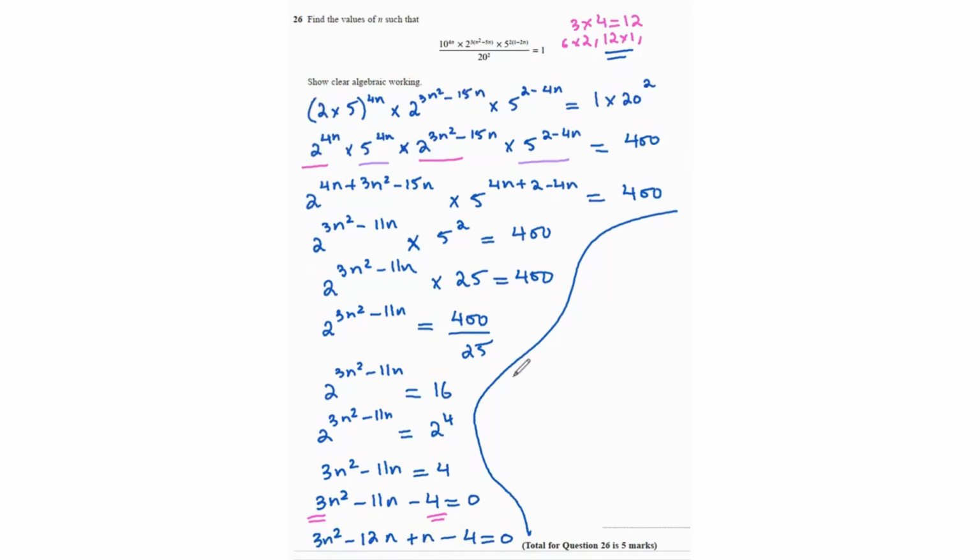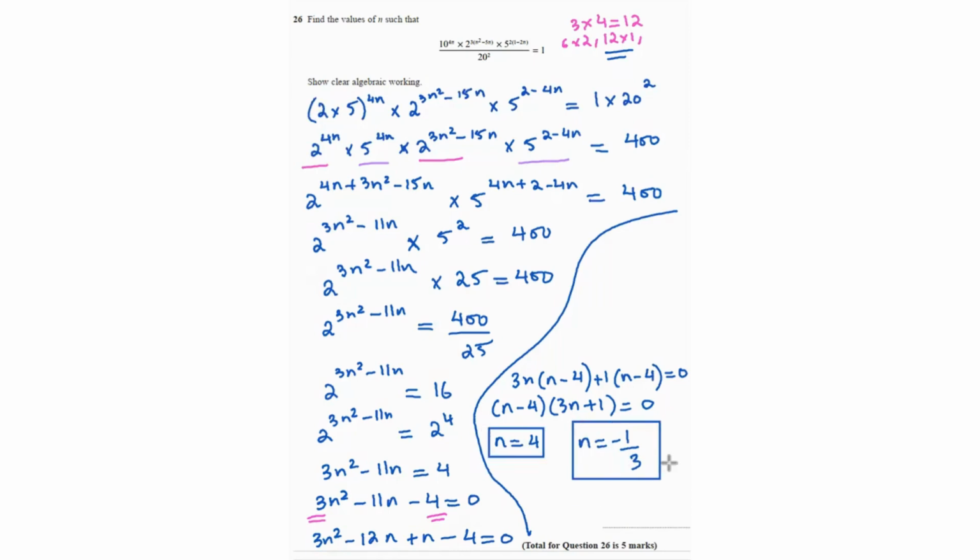In the first group, we have 3n common, so n minus 4 comes in the bracket. And in the last two terms, we have plus 1 common, so n minus 4 comes in the bracket. Now between 3n and plus 1, we have n minus 4 common. So 3n plus 1 comes in the other bracket, which means n equals 4 and n equals negative 1 over 3. These are your two values of n.